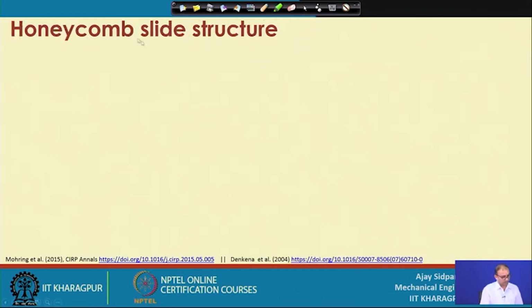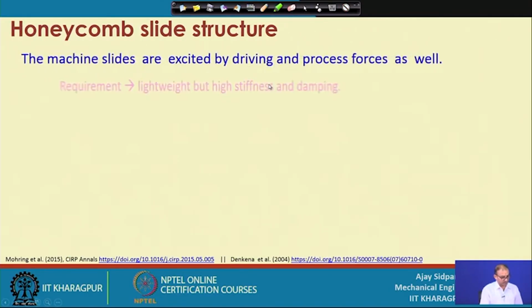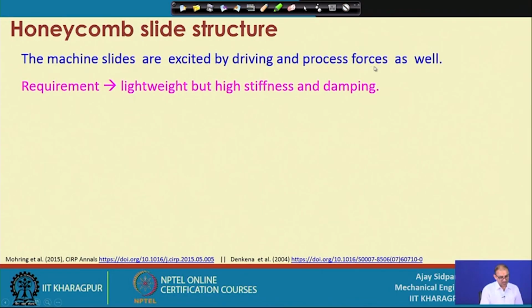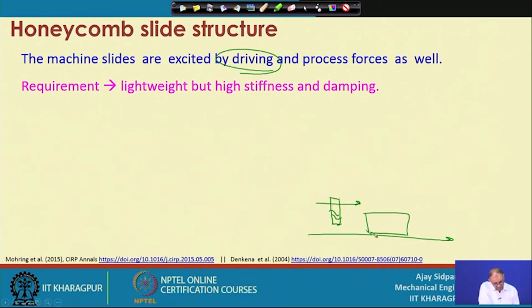Right. There is another category which is called honeycomb slide structure. The machine slides are excited by the driving force or the process force. When you move the axis in this direction, you are traveling your tool, and your workpiece is located here. You have to spend some energy to move the tool or the workpiece in this direction, and that creates driving forces. The process force is when you do actual cutting, at that time you will encounter forces.